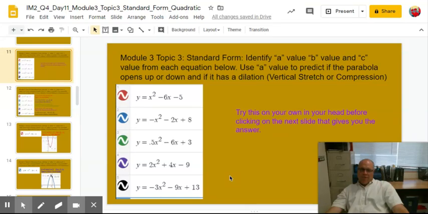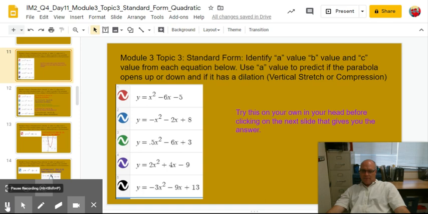All right, here are 5 quadratic functions, all written in standard form. What I want you to do right now is determine the a, b, and c values for each of these functions. And then tell me what you know about the parabola given the a value. What does that tell you about the parabola? And the c value, what does that tell you about the parabola? Okay, if you need to pause the video, pause it now.